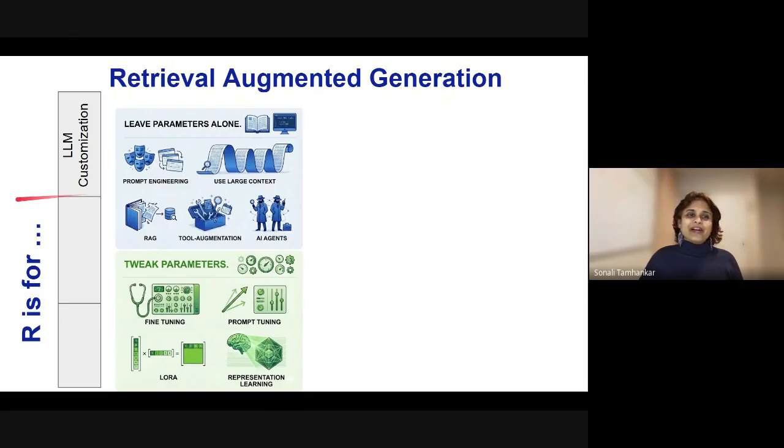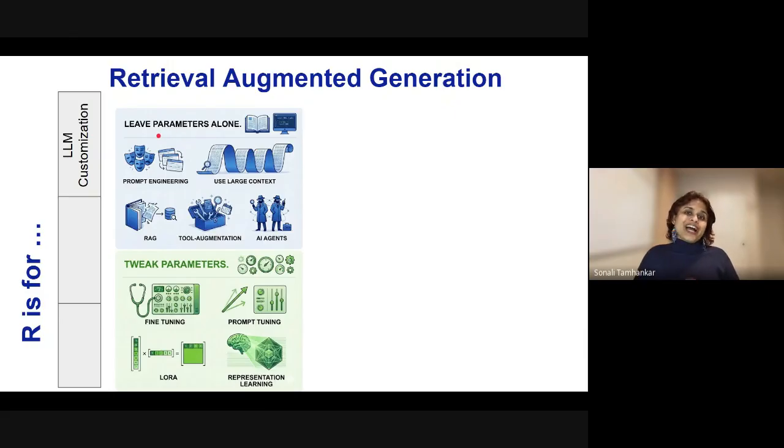This is where RAG comes in. Instead of feeding the entire book to the model, RAG just retrieves the relevant pages and injects them as context. Methods like tool augmentation and AI agents also fit in the first category. Instead of forcing the model to answer everything directly, we teach it to retrieve information, call tools, or even take actions in the real world, all without touching the core model parameters.